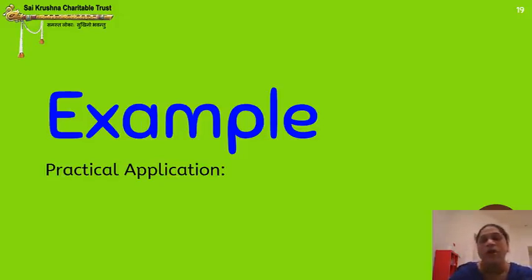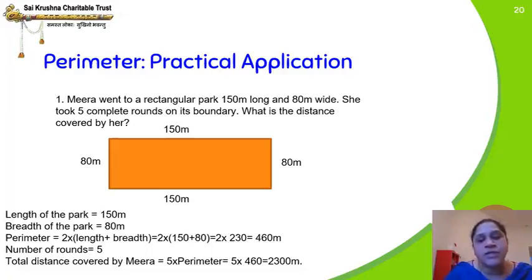So now let's see a practical application and example wherein we use this formula and find out the perimeter. So let's see this question. In this question, Meera went to a rectangular park 150 meters long and 80 meters wide. She took 5 complete rounds on its boundary. What is the distance covered by her?